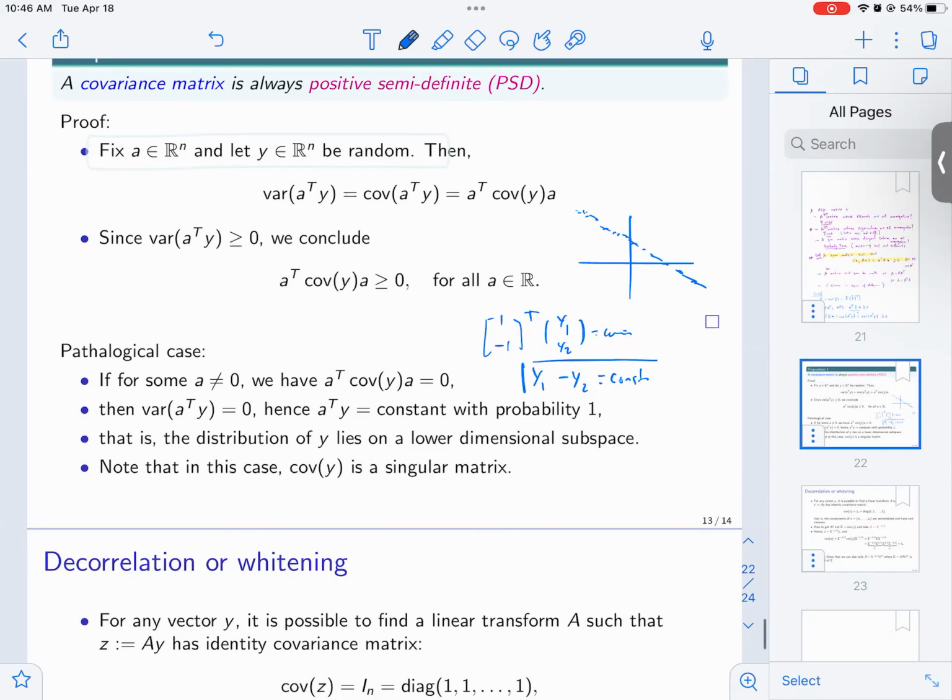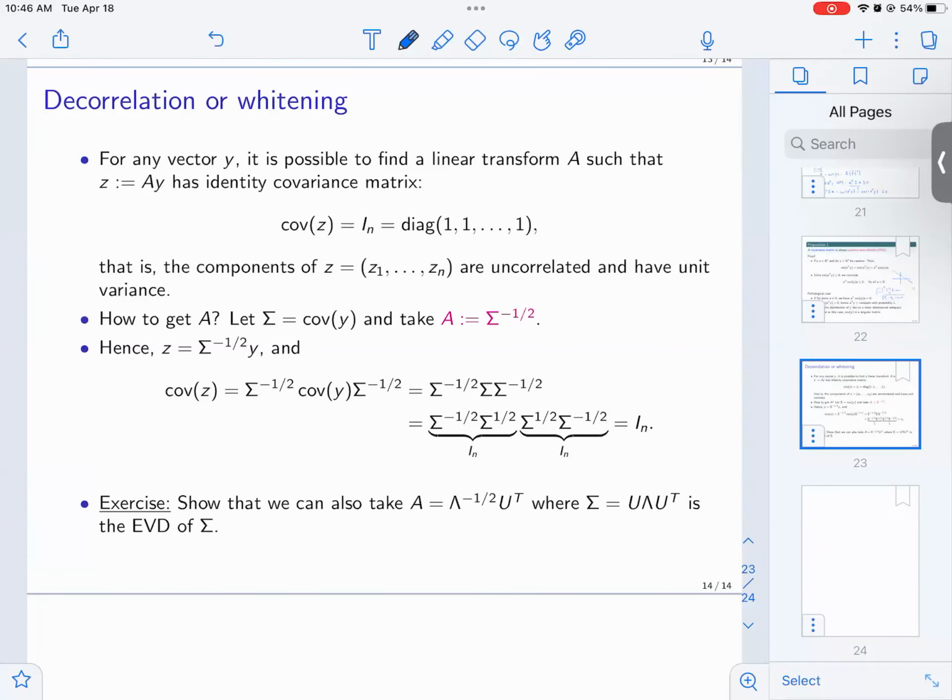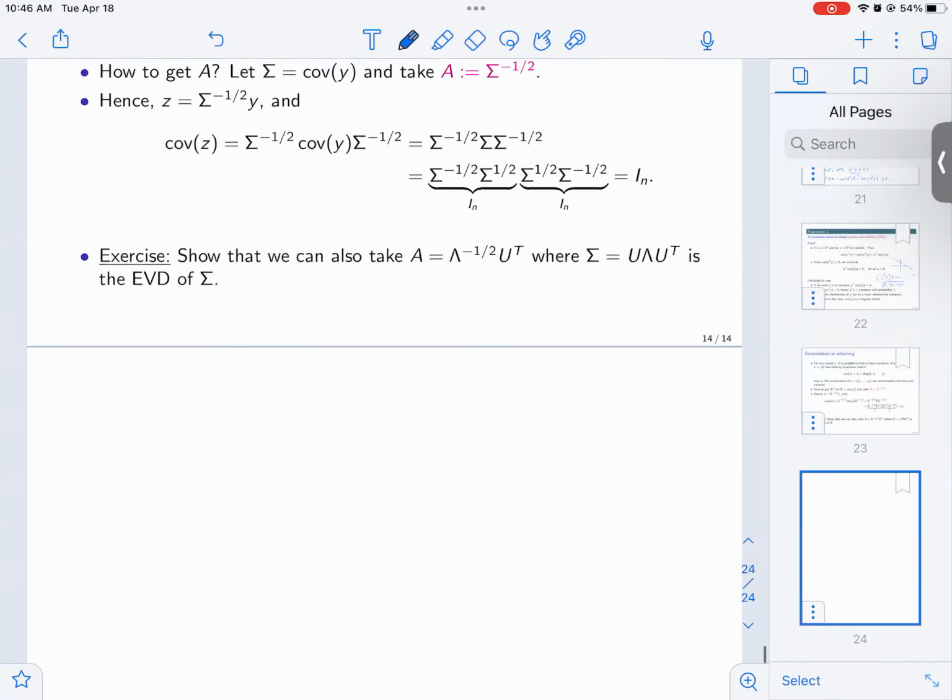Just a side note, we are out of time, but there's this last slide. Maybe next time when we come back and talk about this, you can decorrelate. You can apply a transformation to a random vector that makes the covariance identity. That transformation is related to the inverse of the square root of the covariance matrix. With that, we're going to move on to the next topic.